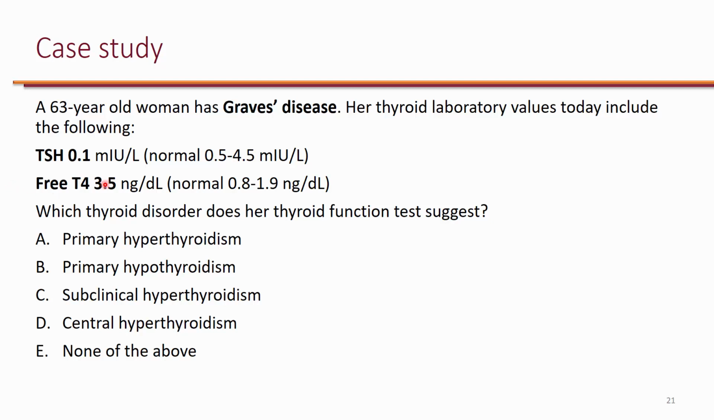So it is hyperthyroidism. Because TSH is lower than normal, at 0.1 it is lower than 0.5, this is actually primary hyperthyroidism. In order for the patient to have subclinical hyperthyroidism, the T4 needs to be normal. So let's say if the T4 was 1.2 and TSH 0.1, then you would have subclinical hyperthyroidism. And in the case of central hyperthyroidism, you would have a T4 of 3.5, and then TSH would have to be greater than 4.5.